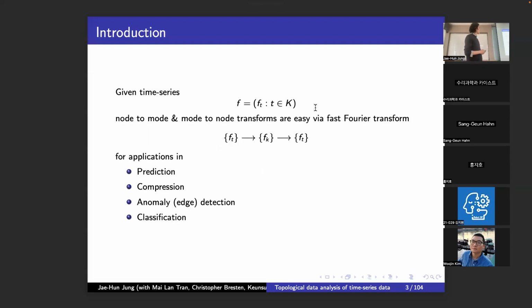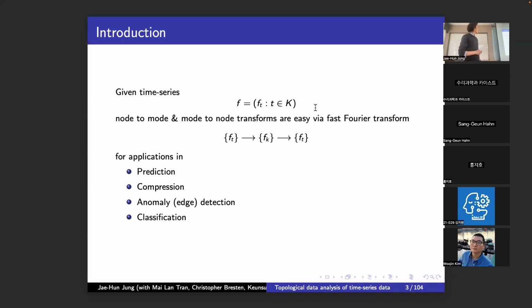I'm considering the time series data, where F is given by F_t, and t is an index set. Suppose that we have F, the time series data. This t could be time or any other index. Usually this is what we are trying to do. Once this F_t is given in the physical space, we try to convert this node space to mode space.